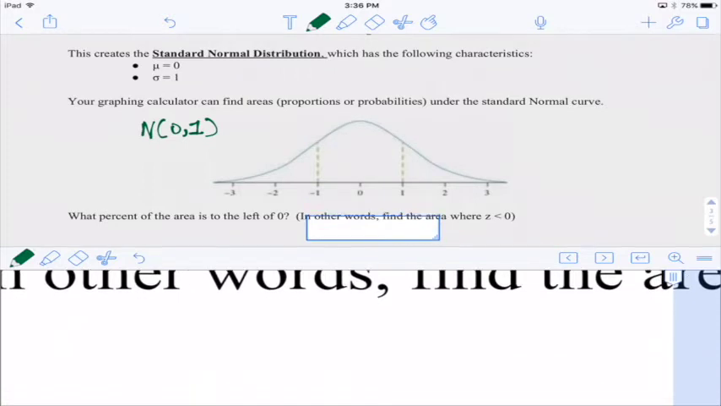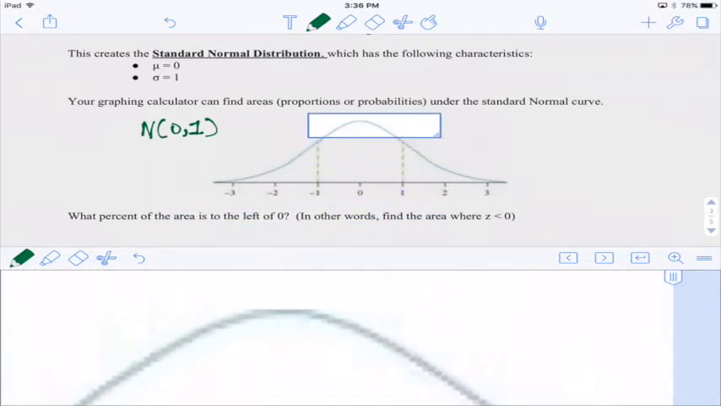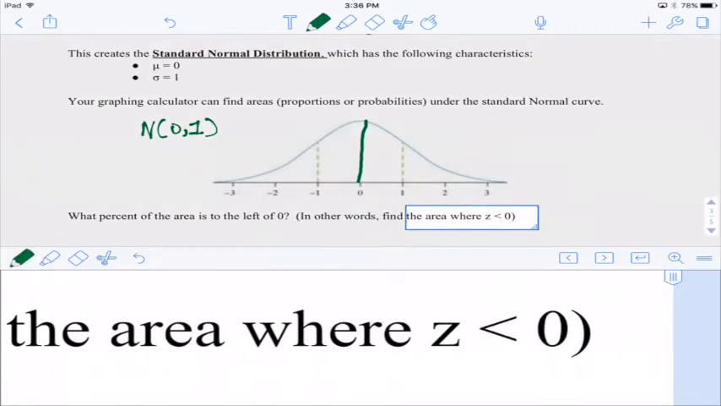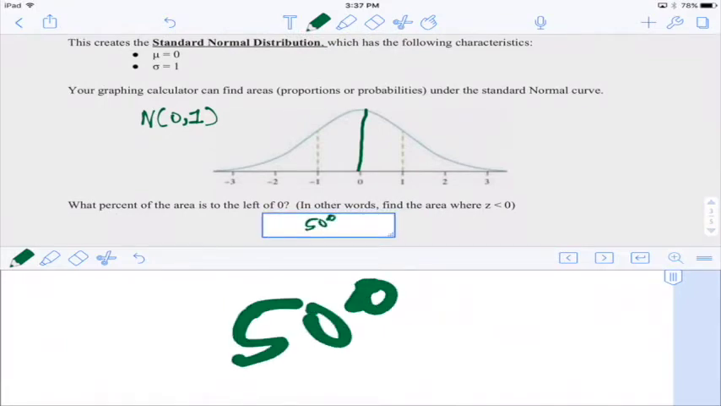Okay, so what percent of the area is to the left of 0? Well, 0 is our middle, so it's half of our curve, right? So that's 50%, where z is less than 0. We're not using x anymore like in the last ones, we're using z.